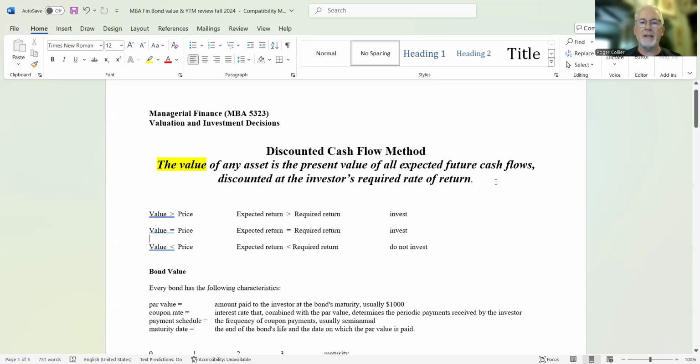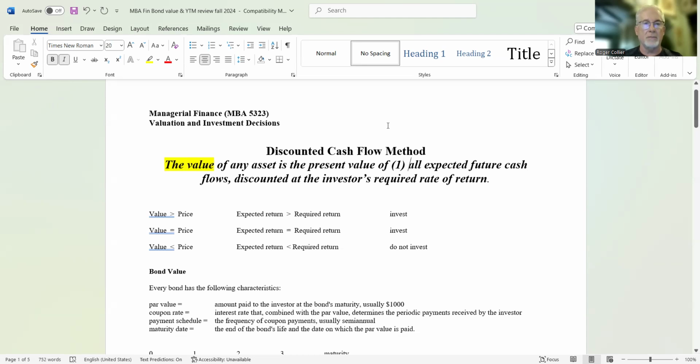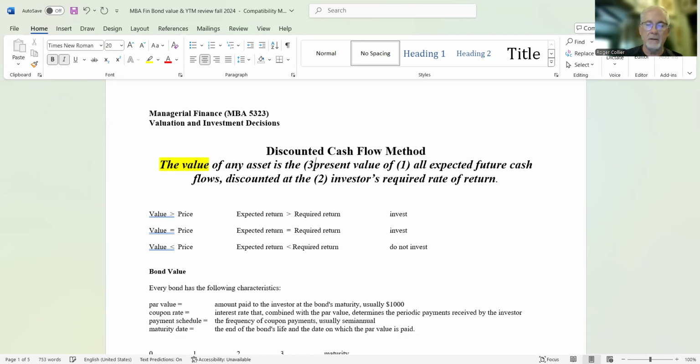Remember from last time, the discounted cash flow method has three steps. All right, we have to know what all the expected future cash flows are. We have to know the investor's required rate of return. And then we put those two things together to find the present value. And that present value then is our estimate of value that we compare to price.